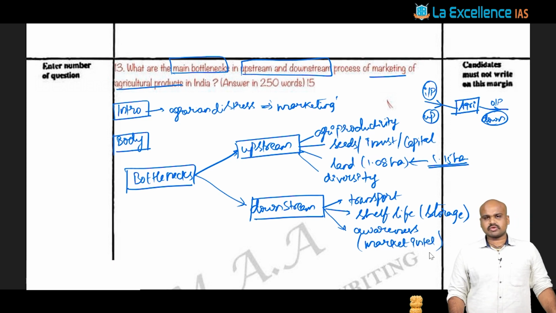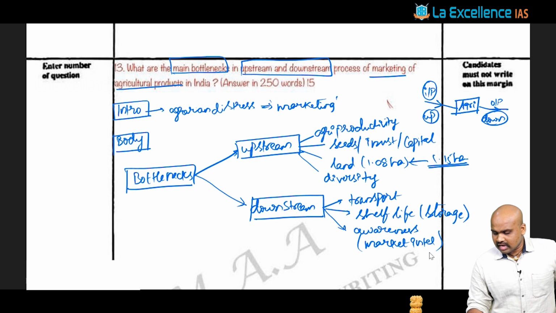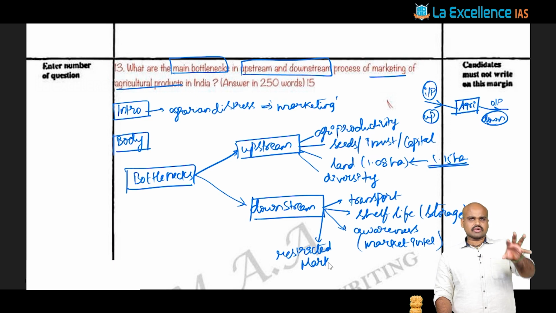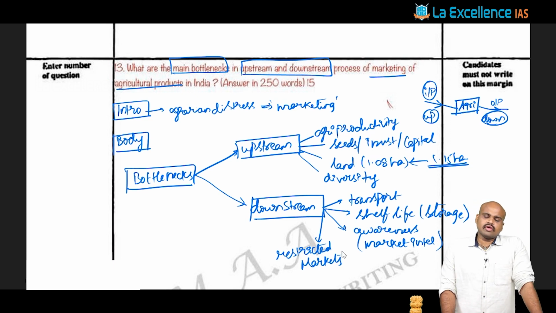And not only the shelf life and the storage system, we also have the lack of awareness, or we can say lack of market intelligence. This is also a major bottleneck that is persisting in the context of downstream.